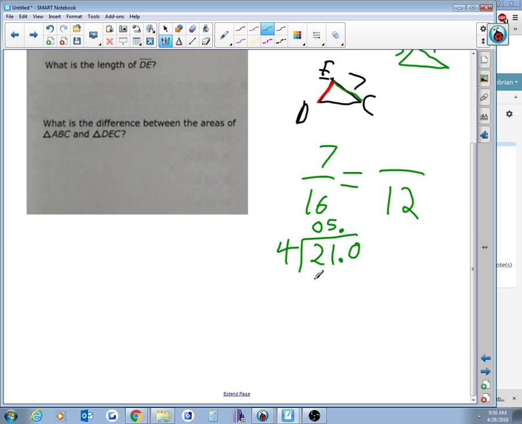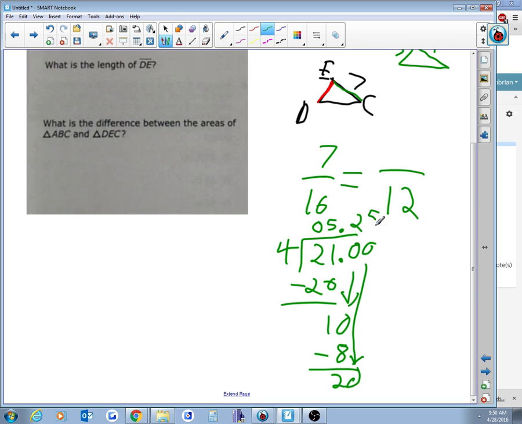5 times 4 is 20. 21 minus 20 is 1. Bring down this 0. 4 goes into 10 2 times. 2 times 4 is 8. 10 minus 8 is 2. Bring down this 0. 4 goes into 20 5 times. So 5.25 would be our solution.